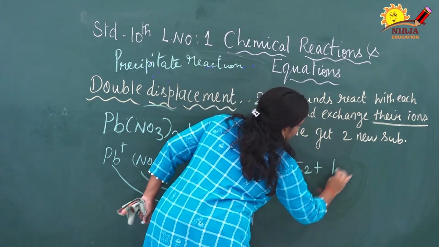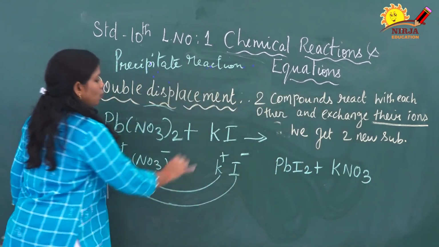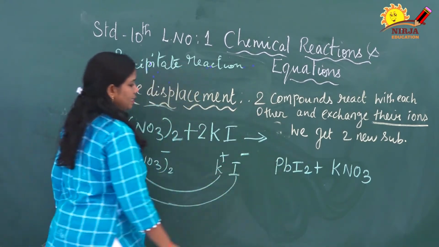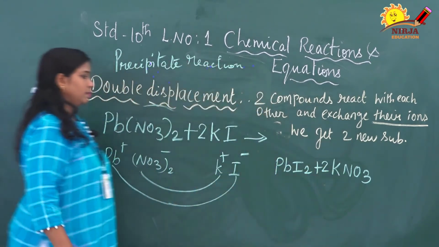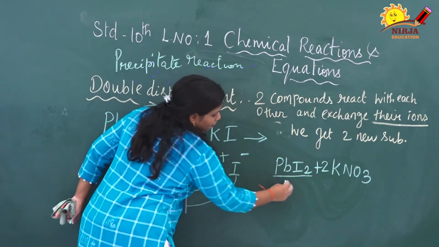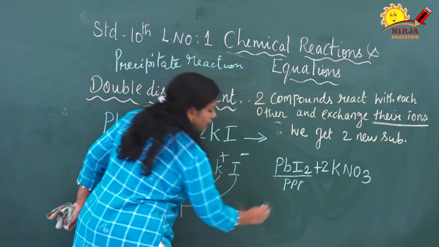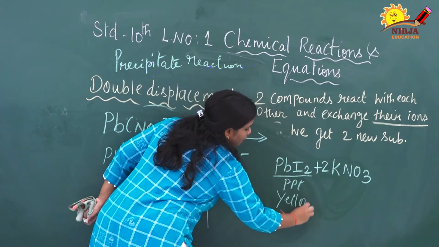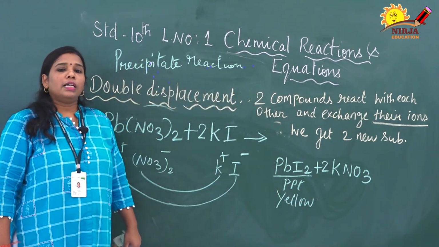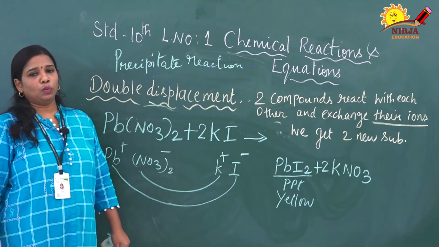So, we will get the products PbI2 plus KNO3. So, we have to balance the equation. If we add 2 here, we will get a balanced equation. Clear? So, here lead iodide is the precipitate, and we get a yellow colour precipitate. Potassium nitrate is aqueous, and the precipitate will be lead iodide, PbI2.